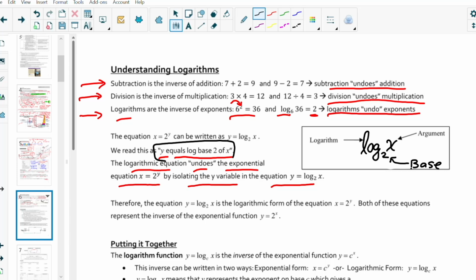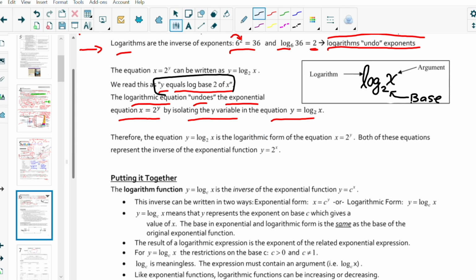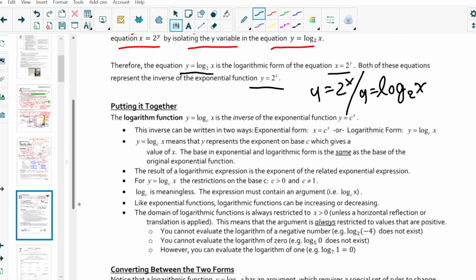The argument, or we also call it the number, that's what you're doing the operation on. That's what helps you generate that exponent, okay? Therefore, the equation y equals log base 2 of x is the logarithmic form of x equals 2 to the y. Both of these equations represent the inverse of the exponential function y equals 2 to the x. Okay, so if you take y equals 2 to the x, graph it, and you take log base 2 of x and graph it, you'll get inverses of each other on the graph.